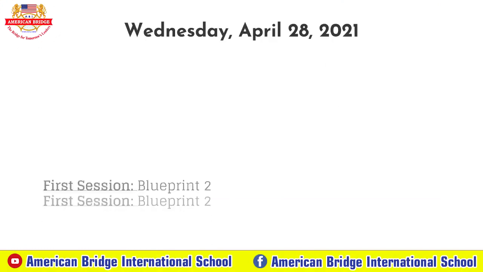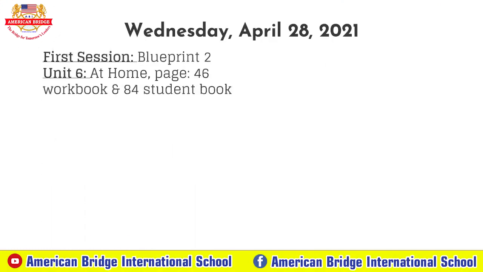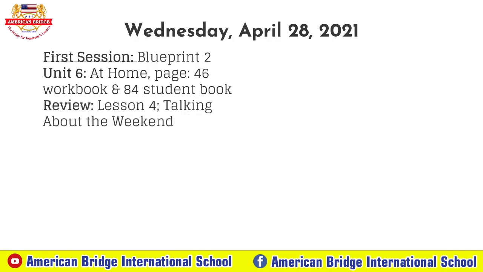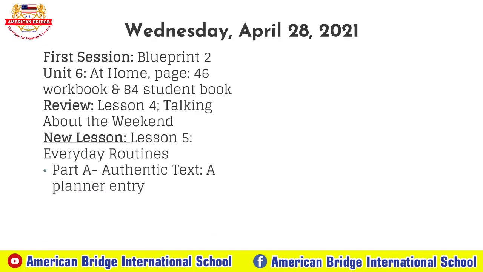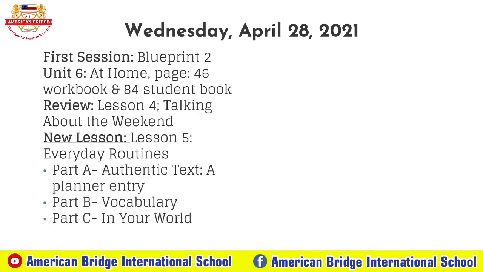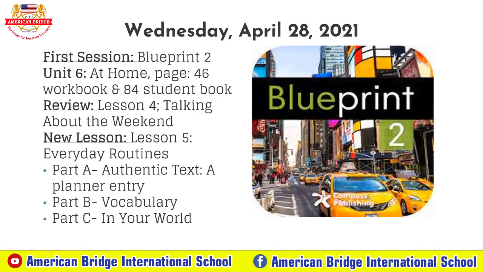So for our first session, everyone, we are going to study Blueprint 2, Unit 6 at home: page 46 in the Workbook, and page 84 in our Student Book. We are also going to review our previous lesson, Lesson 4, talking about the weekend. And our new lesson for today is Lesson 5, Everyday Routines. Part A, Authentic Text, a planner entry. Part B, Vocabulary. And Part C, In Your World. So everyone take out your Blueprint 2 textbook and also your workbook, and let's start.